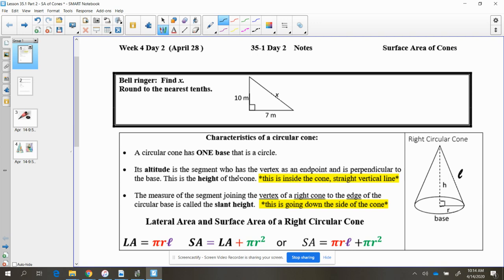Everyone. Today we are going to talk about the surface area of cones. So to start, please take a moment and solve the following on your own.